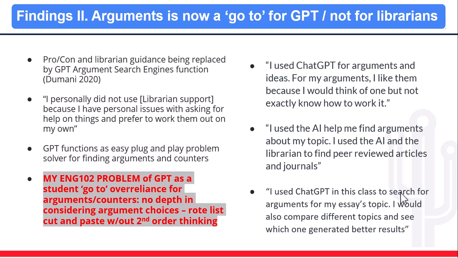And my English 102 problem stems from that, in that I noticed, and it wasn't unsuccessful. GPT was successful at finding arguments and counters, but the over-reliance did create an energy that was more of a cut and paste, find a rote list, as opposed to think, consider, and add depth to finding arguments. So this is an area where I'm going to walk through an assignment and show you how a librarian by nature would be a great student go-to, student support, but it's being replaced by GPT, ChatGPT functionality, Bing, and Bard.